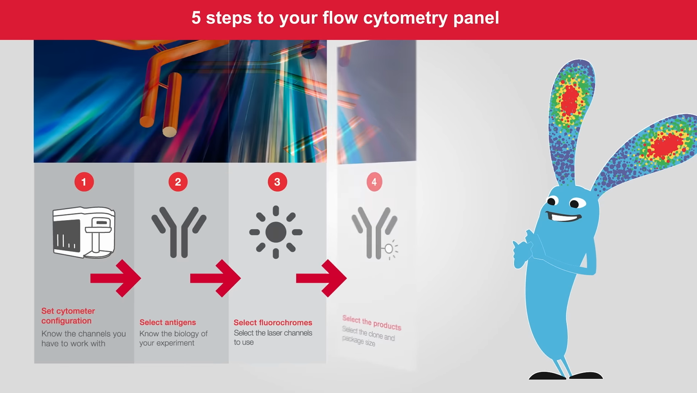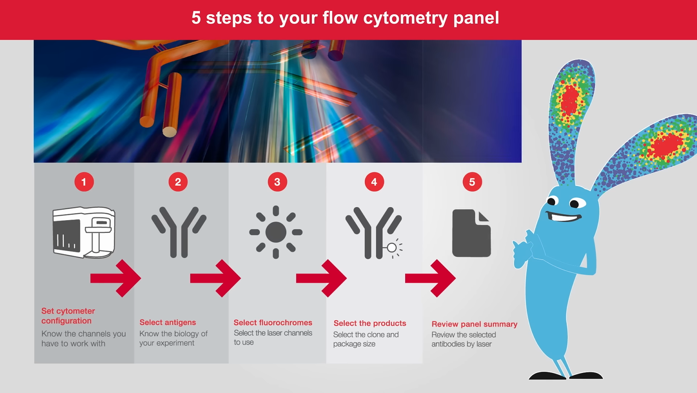Luckily, Primary Conjugated Antibody had the flow cytometry panel builder and its 5 simple steps to help.